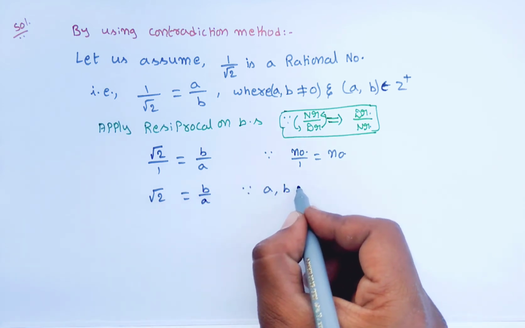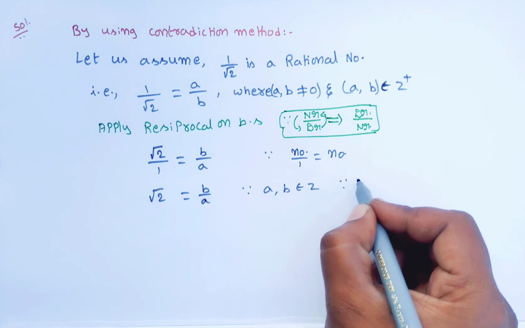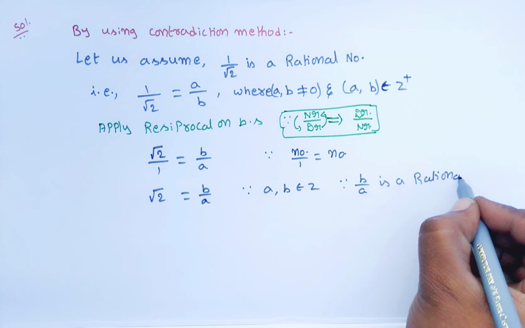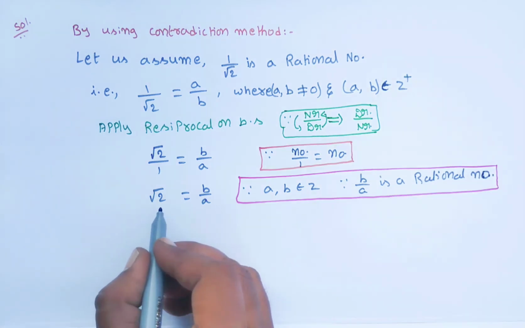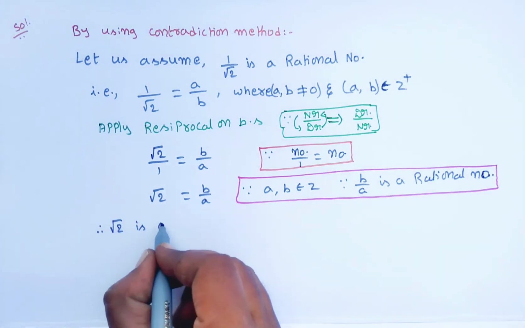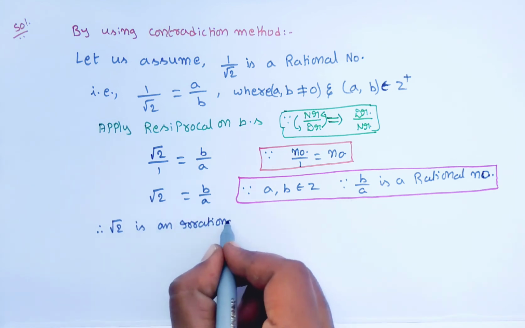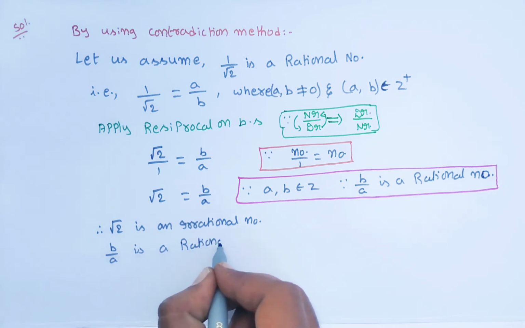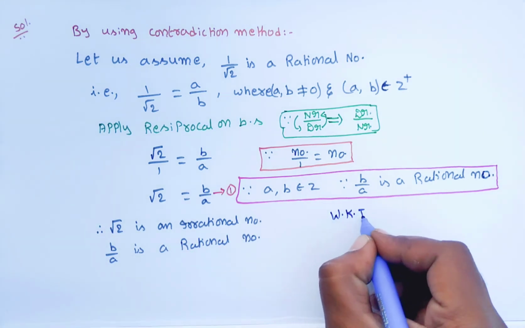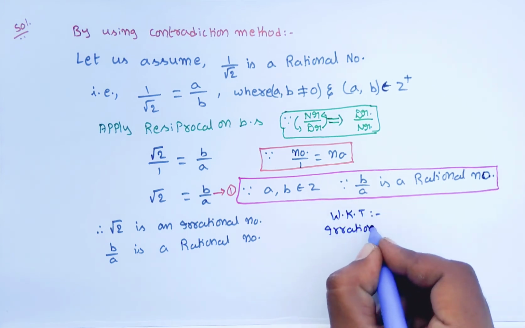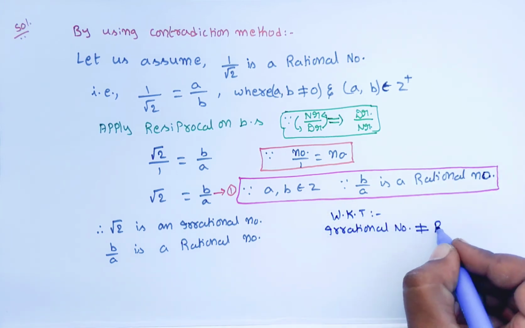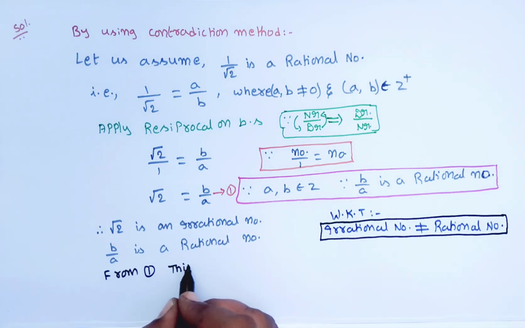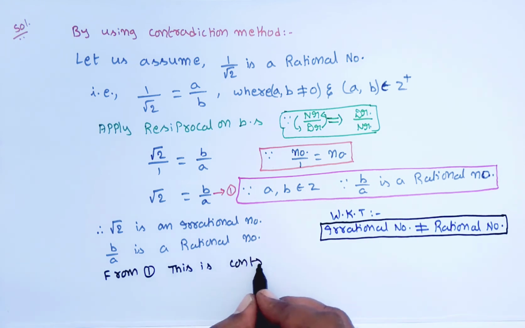Since a, b are integers, b by a is nothing but the p by q form, which we call a rational number. So therefore root 2 is an irrational number and b by a is a rational number. We know that an irrational number is not equal to a rational number. Clearly, from this we get a rational number equals an irrational number.